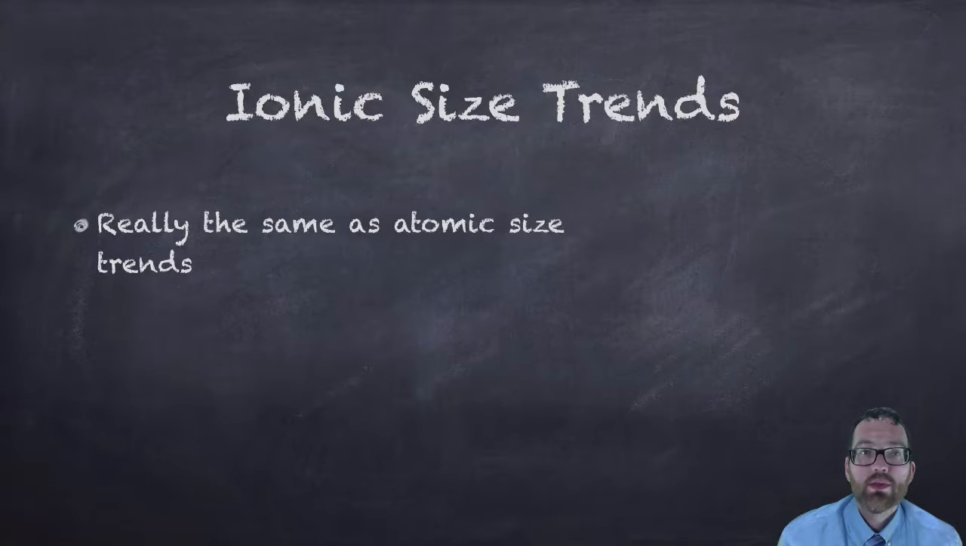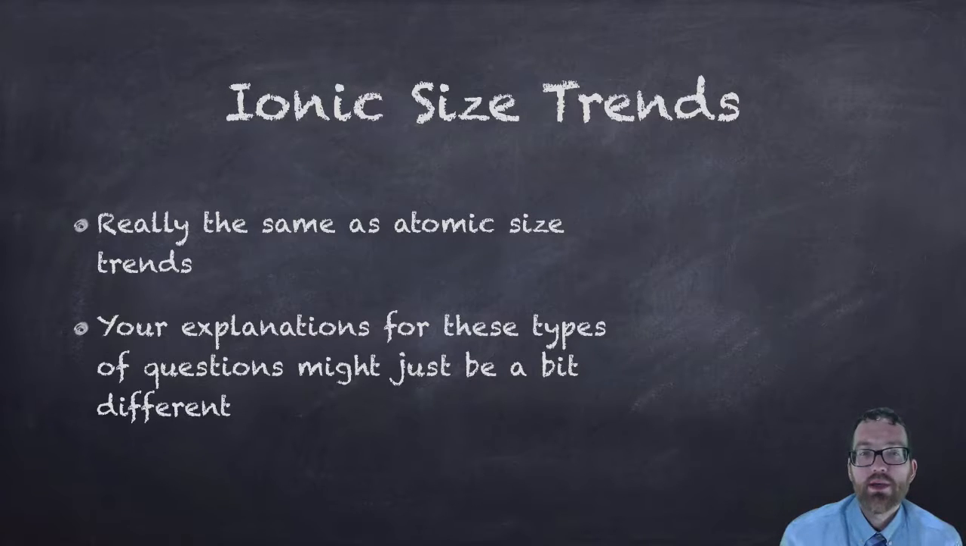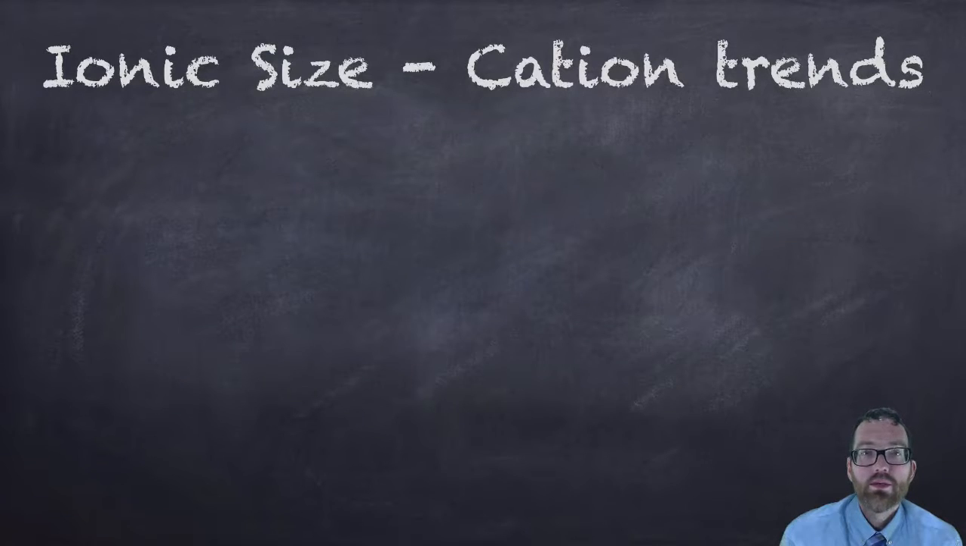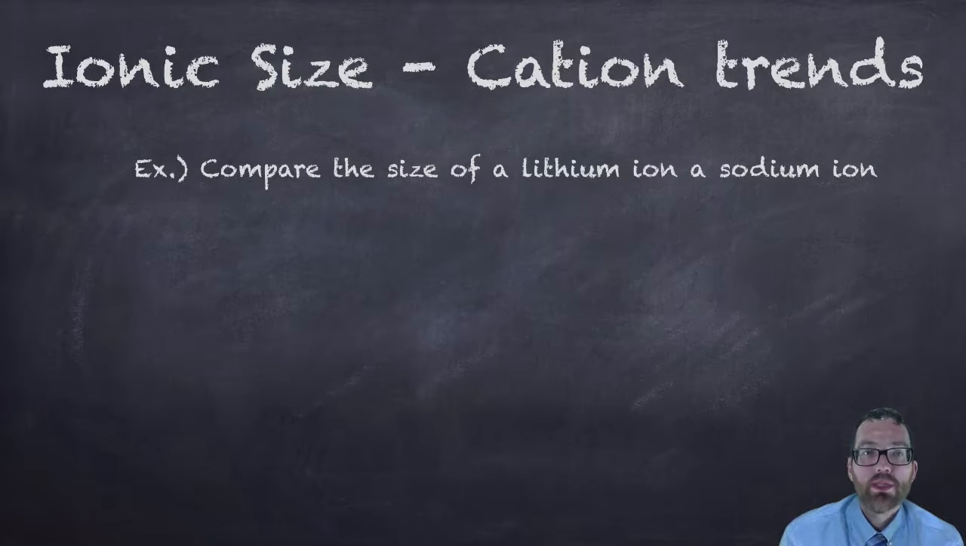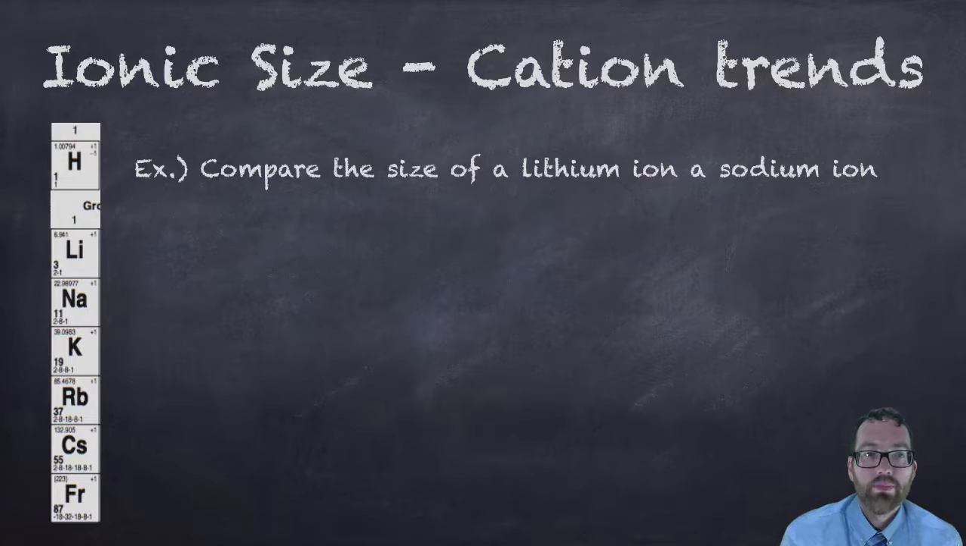So when we're talking about the trends in ionic size, now that we know about ions, we need to talk about the trends in ionic size. It's really the same as the atomic size trends. It's just that your explanation for these types of questions might be a little bit different. So first let's talk about cation trends. Remember, cations are another name for a metal ion. When a metal loses electrons, it becomes a cation. So here's a question. Compare the size of a lithium ion to a sodium ion.